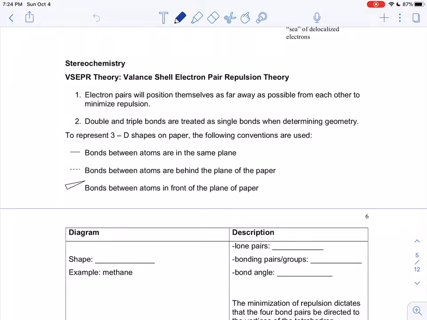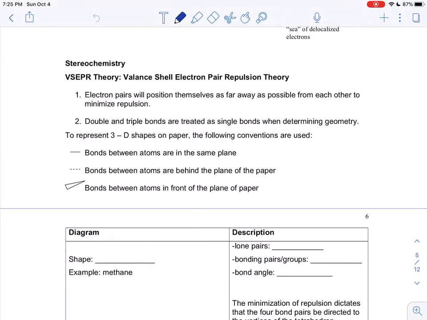Today's lesson deals with looking at the 3D shape of molecules. So up to this point, we've drawn electron dot diagrams to show the bonding, but these molecules actually have a three-dimensional shape to them. And so today we're going to go through how to identify the shape of these molecules by using their electron dot diagrams.